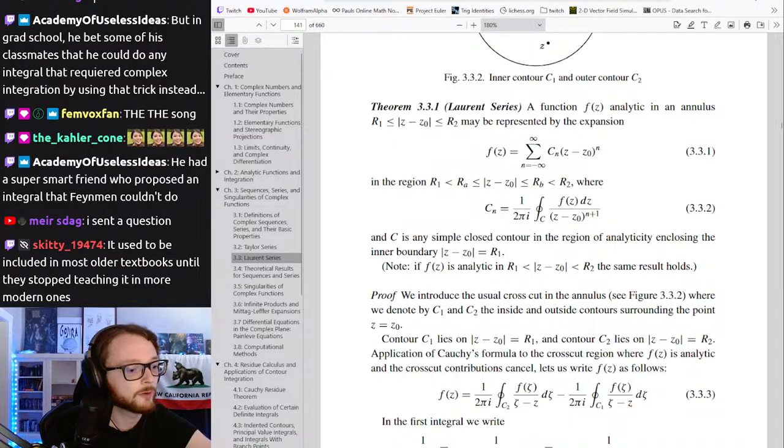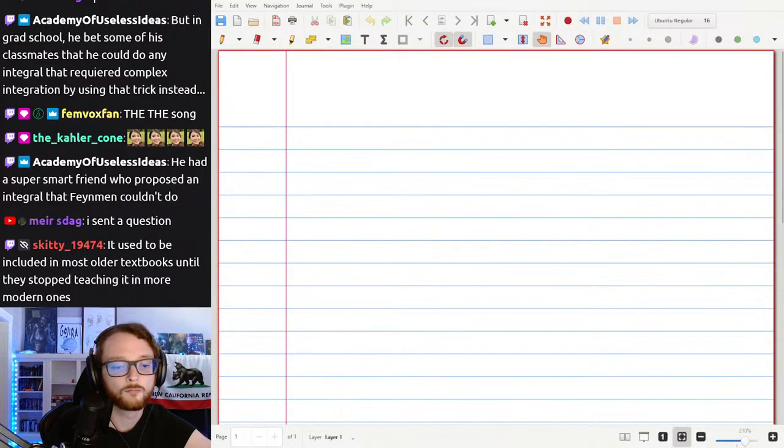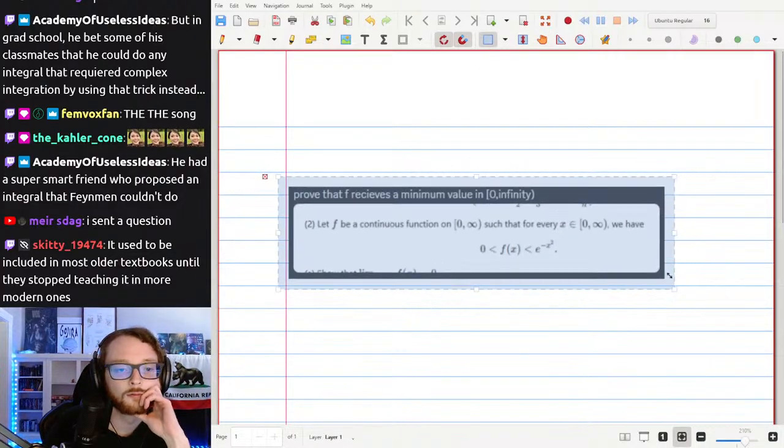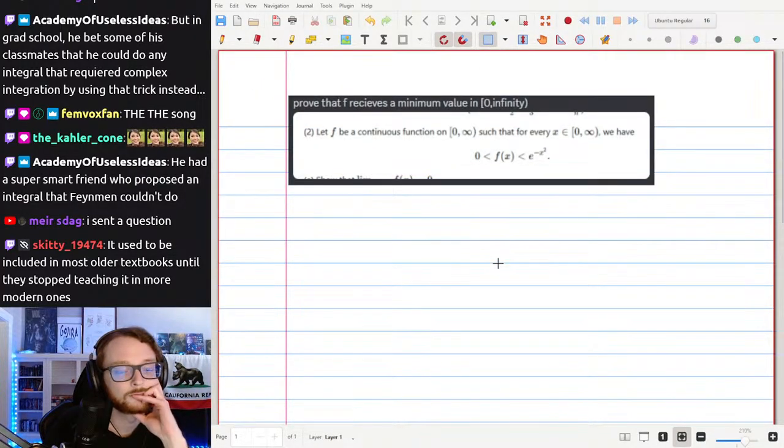Let me turn the music back down. Okay. This is what Mayor sent. To include most older texts and stop teaching in more modern ones? Oh, I didn't know that.